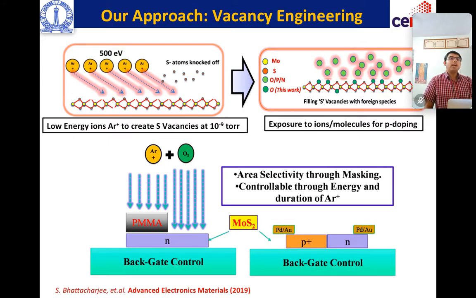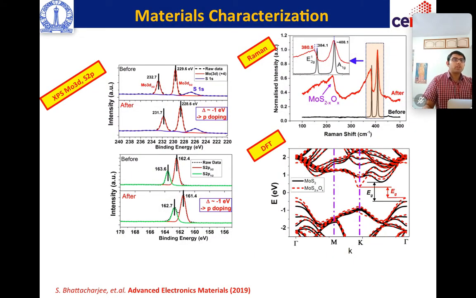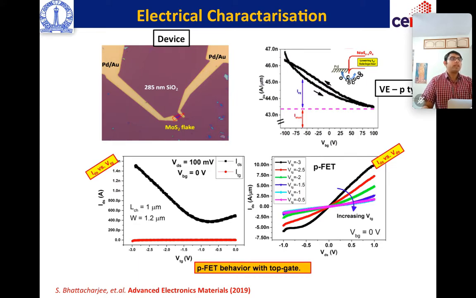Low energy argon ions are used to create sulfur vacancies, which are subsequently filled with oxygen to create p-doped MoS2. This incorporation of oxygen into the MoS2 lattice, and hence the change in band structure, reveals the nature of the p-type doping. These changes are validated by a combination of material characterization techniques and density functional theory calculations. Electrical measurements reveal a complete flip in carrier polarity from N-type to P-type.